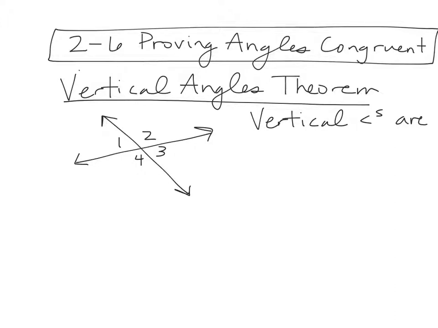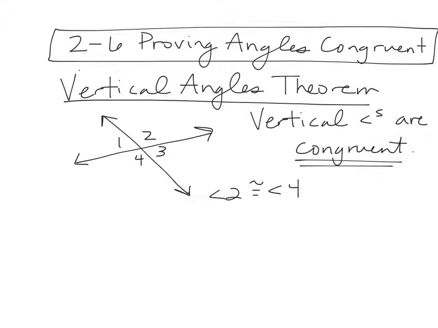Nobody remembers what I told you about vertical angles last chapter? Not opposite. Congruent. So that's what the vertical angles theorem says: angle 2 is congruent to angle 4, and angle 1 is congruent to angle 3. So they will always be the same measure. Always. It is not an option for them not to be. Okay, that's the vertical angles theorem.